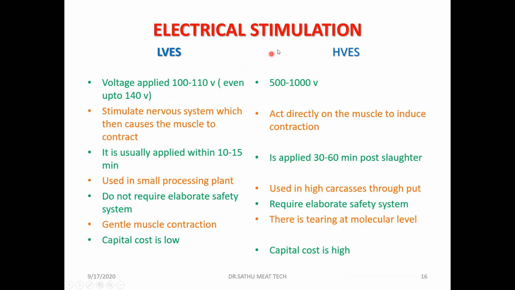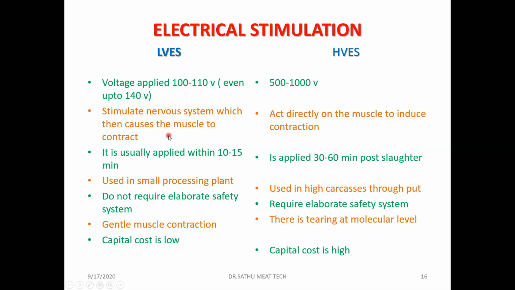So coming to the difference between the low voltage electrical stimulation and high voltage electrical stimulation. The low voltage, as already told, the voltage applied is 100 to 110 volts. Even it can go up to 140 volts. The high voltage will generally be 500 to 1000 volts. Here it stimulates the nervous system, which then causes the muscle to contract.